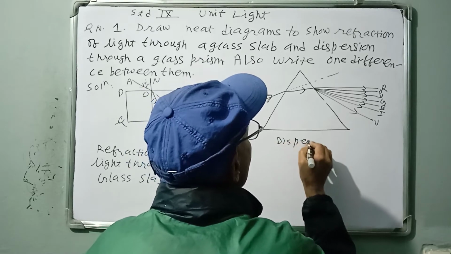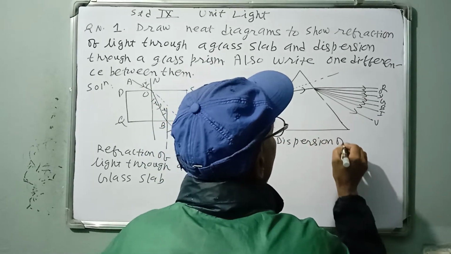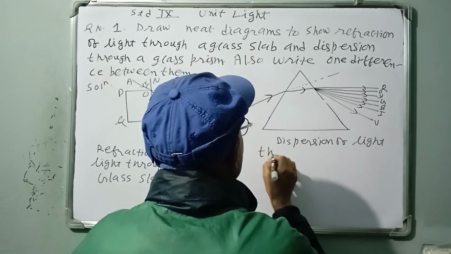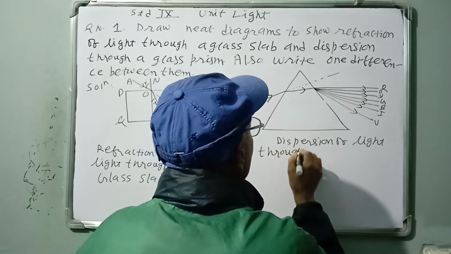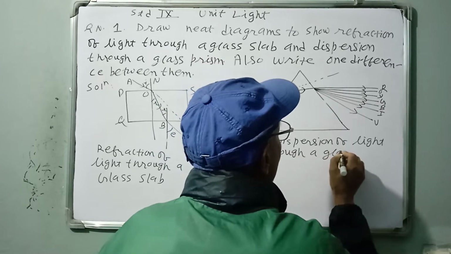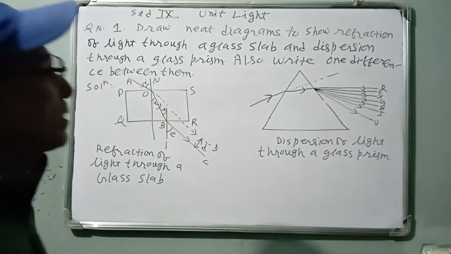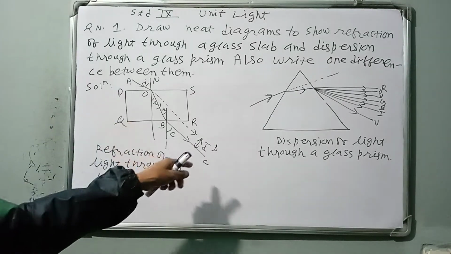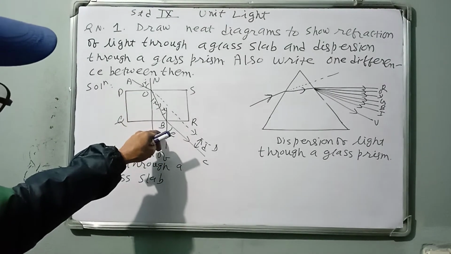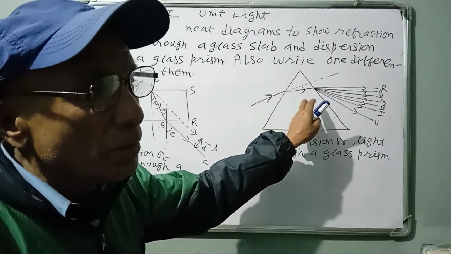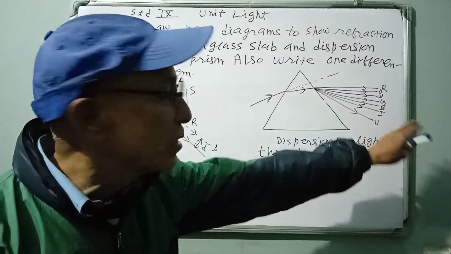Dispersion of light through a glass prism. What is the main difference between them? Here the refraction occurs in the opposite directions, but here refraction occurs in the same direction.